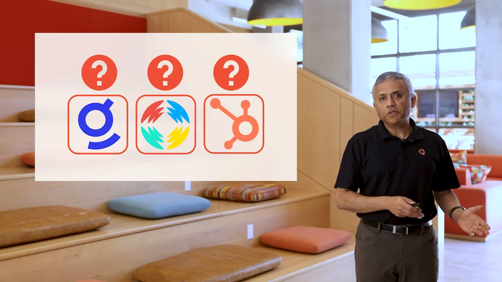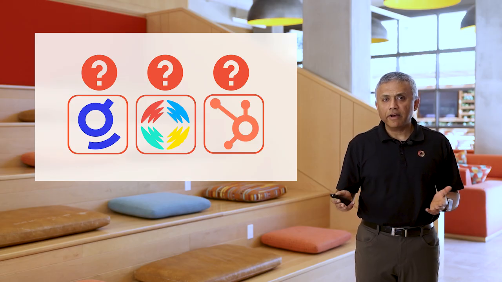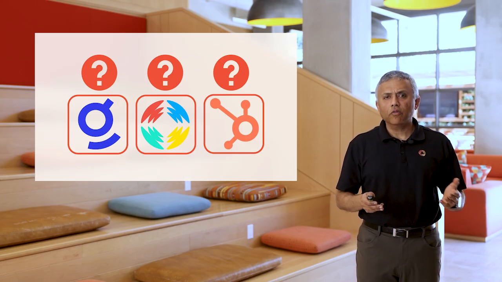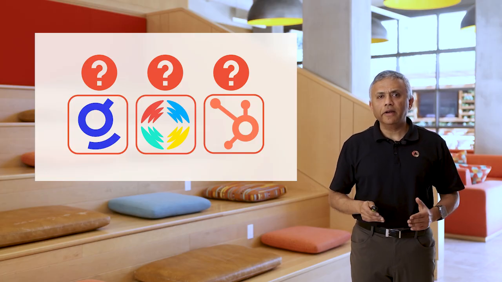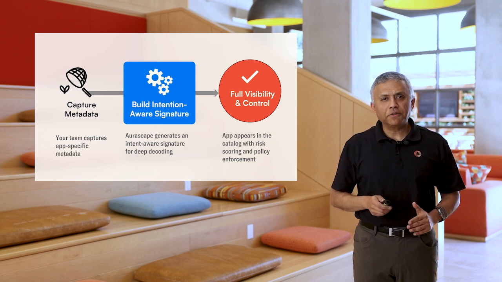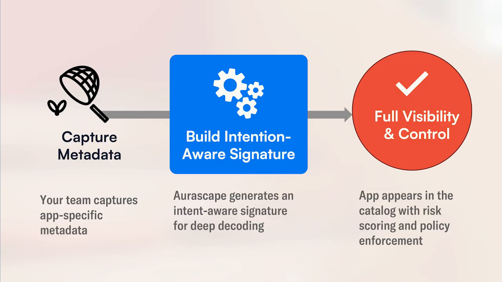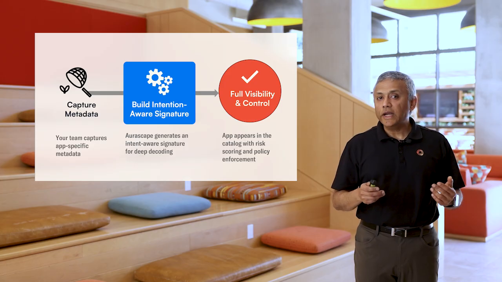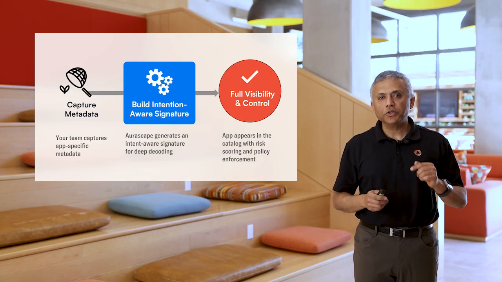And finally, something we're really proud of: customer-driven app signatures. Here's the reality. There are subscription-based AI apps out there that Aurascape may not have access to. Think platforms like Glean, Coveo, HubSpot AI, tools that are deeply embedded in a customer's specific workflow. With this new capability, your team can easily capture app-specific metadata and use it to create intention-aware signatures for identification and deep decode. That means even for apps that are unique to your environment, you get the same level of visibility and control that you'd expect from our built-in coverage. You're not waiting on us. You're extending the platform on your own terms.